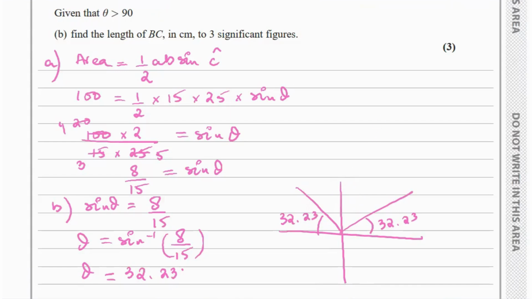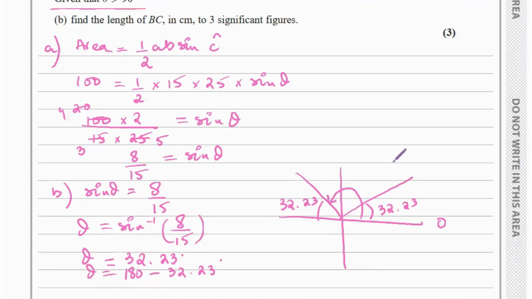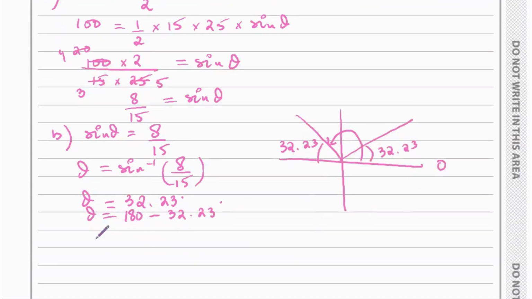They have clearly said in the question that theta is greater than 90, which means this is the angle that we're focusing on. So theta is going to be 180 minus 32.23. You always measure the angle from the positive x-axis over here in anti-clockwise direction towards the line. So since we're going till here, this is the angle that we're focusing on. So that's going to be 180 minus 32.23, which gives us a value of 147.8. This is the value of theta based on the given restriction.